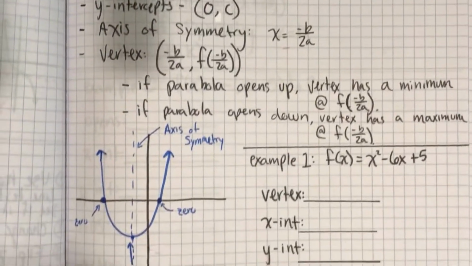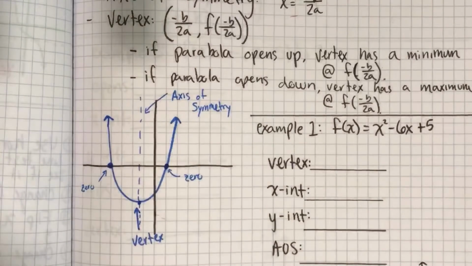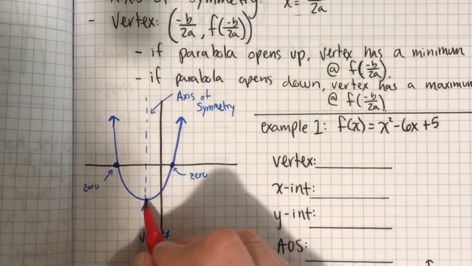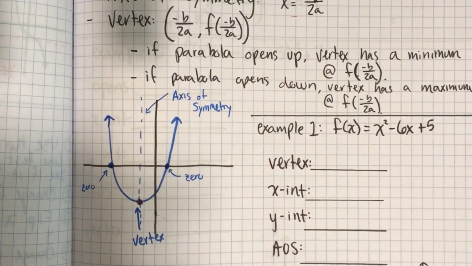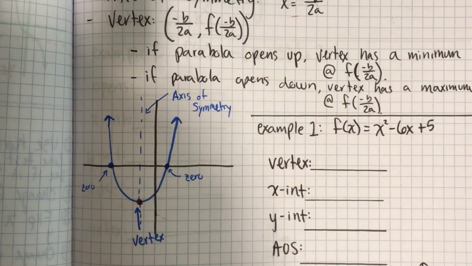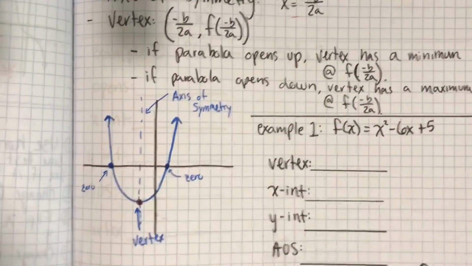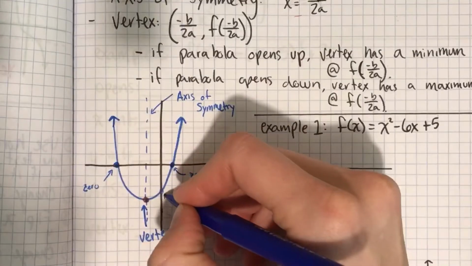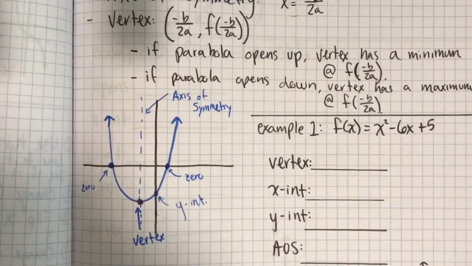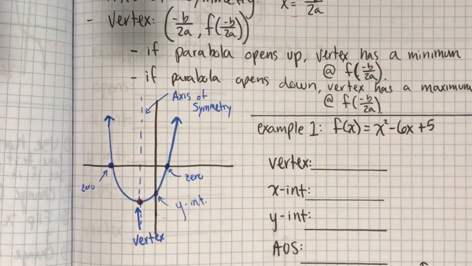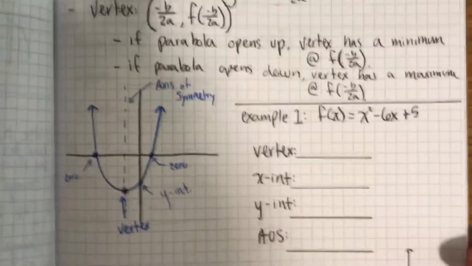So here's our quick little picture, just showing these key features of a quadratic. We have our vertex, and our axis of symmetry is a dotted line that goes through that. Then we have our two zeros, and we also have our y-intercept. That's just what our base parabolas will look like. So let's look at an example.